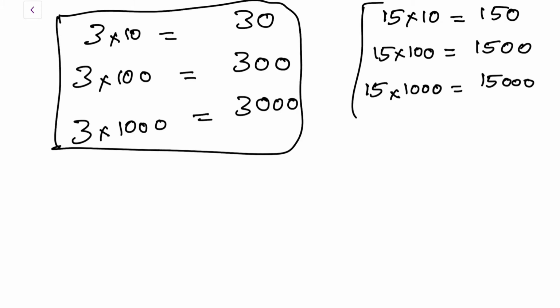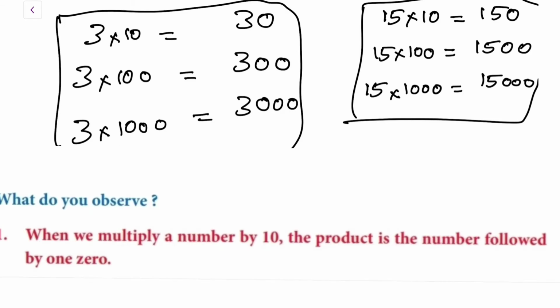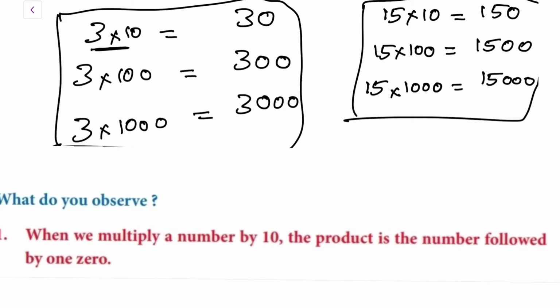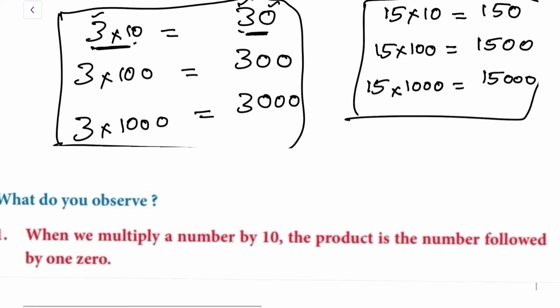Now, what do you observe from these two sets of examples? Here's one set, here's one more set. Can you observe something? That's right. The first thing that you can observe is whenever you multiply a number by 10, the product is the same number, 3 and 3, followed by 0. When you multiply a number with 10, it's the same number followed by 0. Look at this. 15 into 10 is the same number 15, just add another 0 to it. It becomes 150.